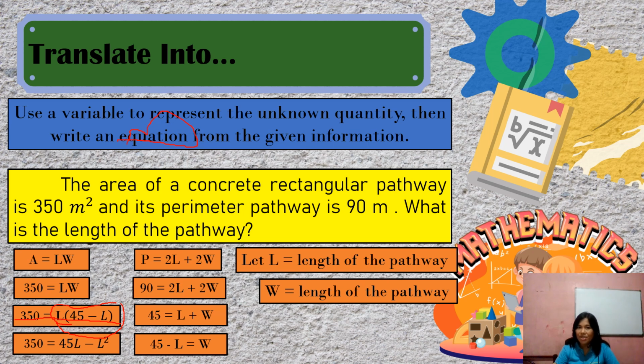Now all we need to do to finally have our equation is to write this in standard form. Although this one is already an equation, we will write it in standard form to make it easier for us to work with in answering this problem. So transposing, negative L squared will become positive, 45L will become negative, and then add 350 equals 0. This is now the final equation that we've been looking for: L squared minus 45L plus 350 equals 0.